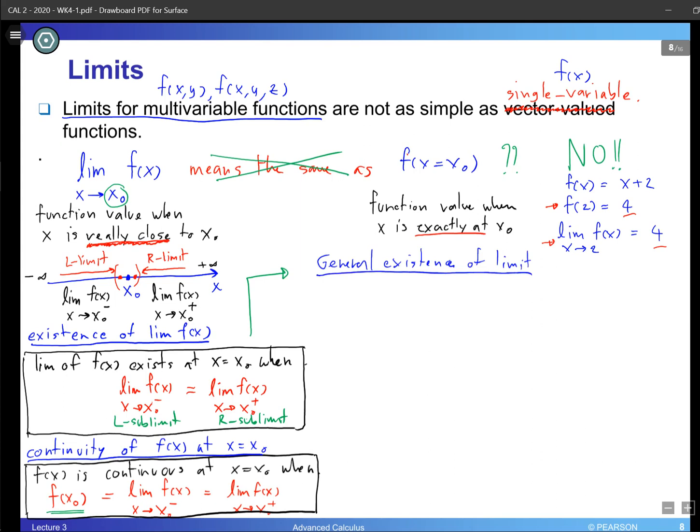Alright, so let's make a note right here. Limit of a function, and this should apply to multi, should apply to single as well, to any function. Limit of a function exists when, right here is the condition, all subdirectional limits are equal.